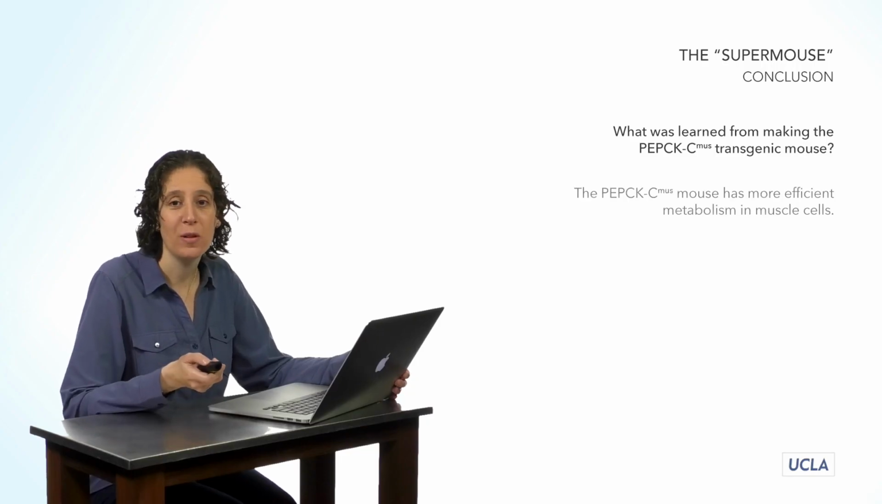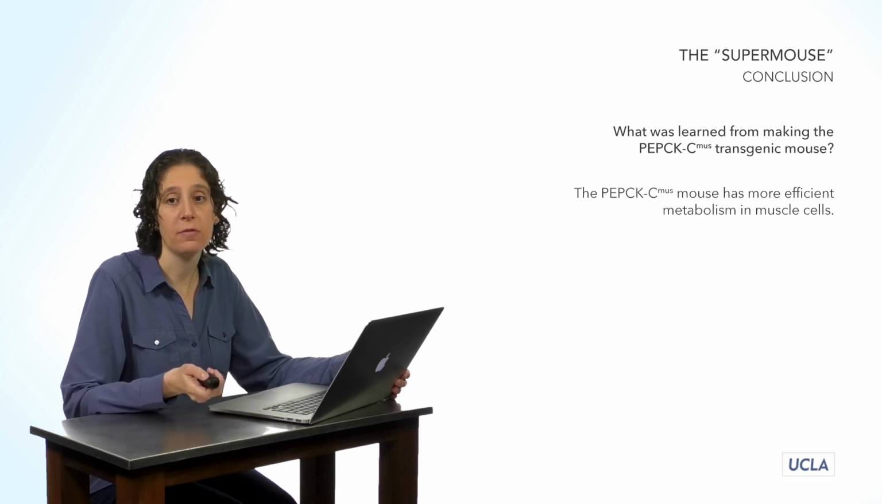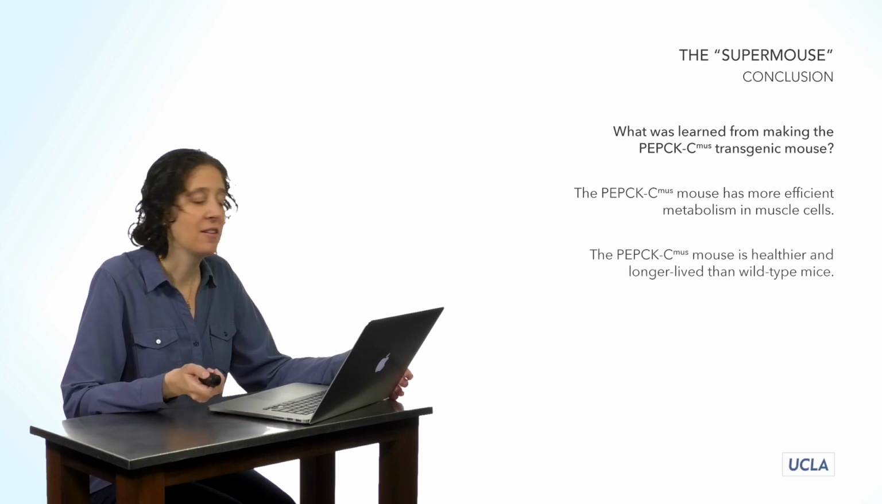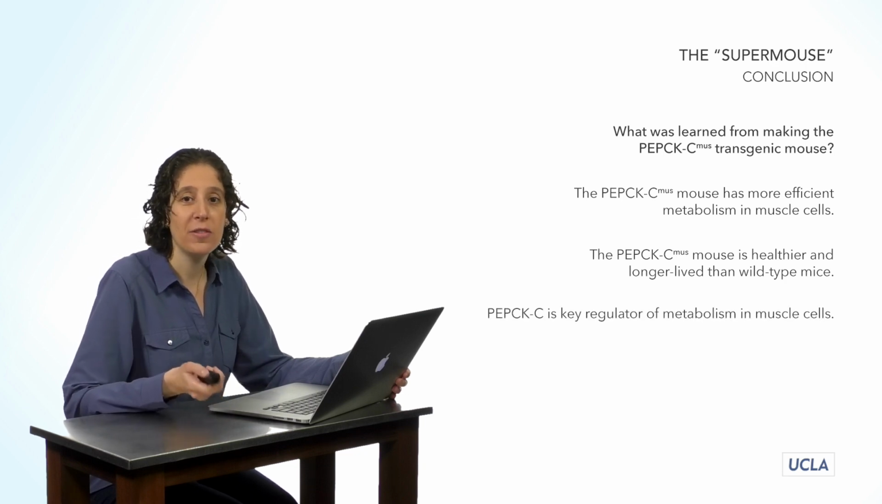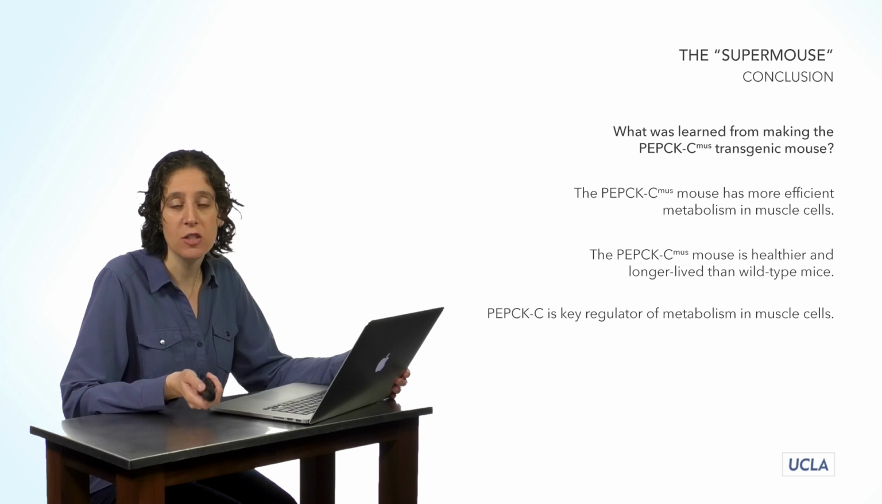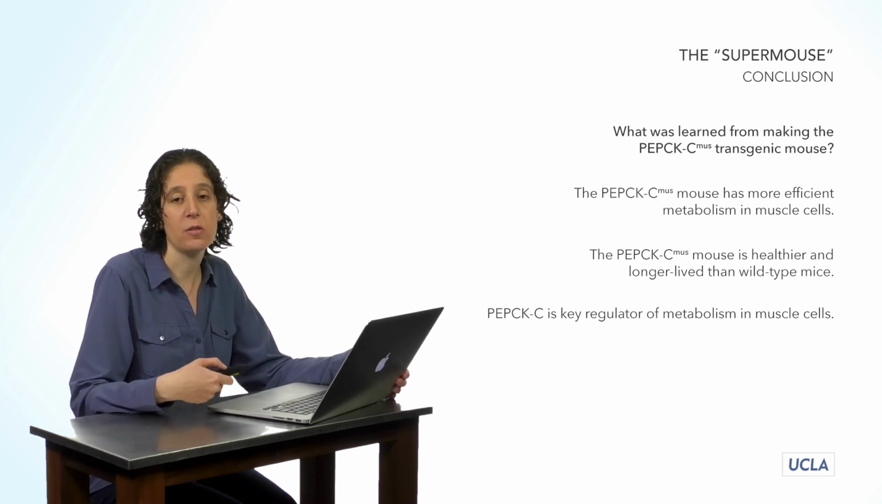So what was learned from making these transgenic mice that overexpress the PEP-CKC gene in muscle? Well, first, we learned that the transgenic mice have more efficient metabolism in muscle cells. Second, the transgenic mice were actually found to be healthier and longer lived than wild-type mice. Overall, these results indicate that the PEP-CKC gene is a key regulator of metabolism in muscle cells. And these results raise the intriguing possibility that enhancing PEP-CKC function in human muscle tissue might also be beneficial for human health.